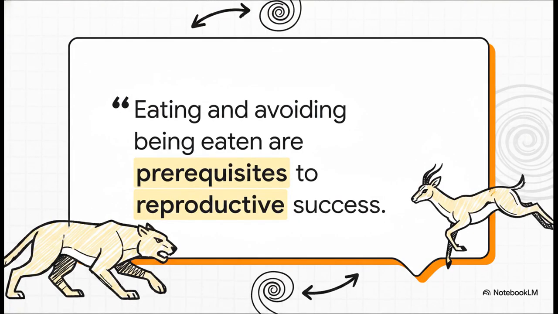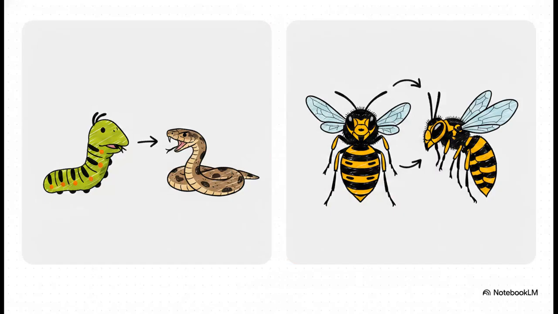All of this really boils down to one profound truth about life. Eating and avoiding being eaten are prerequisites to reproductive success. Because of this constant, relentless pressure, prey species don't just sit around waiting to be someone's lunch. No, they engage in this completely fascinating evolutionary arms race with predators. Over countless generations, natural selection refines their defenses in ways that are just mind-boggling. And honestly, one of the most stunning defenses out there is mimicry, which generally comes in two main flavors.